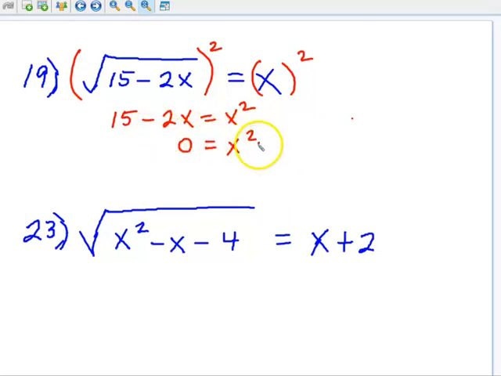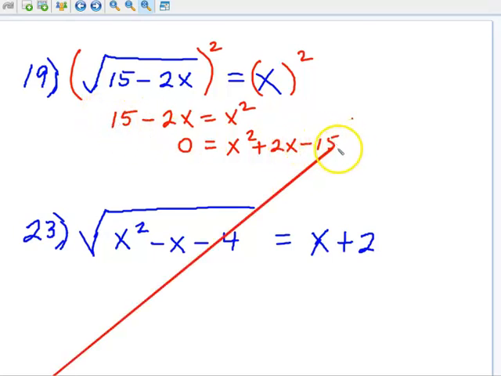So I'm going to add 2x to both sides. I'll subtract 15 from both sides. Oh, not sure what happened there.